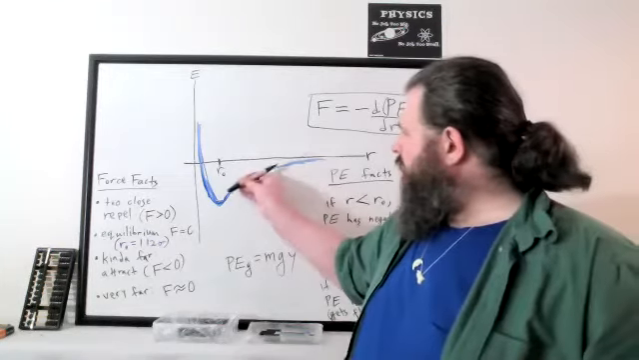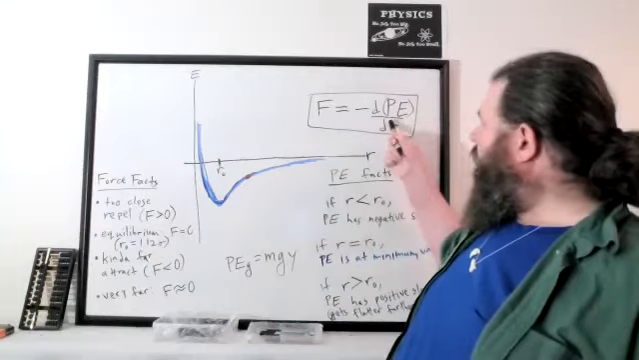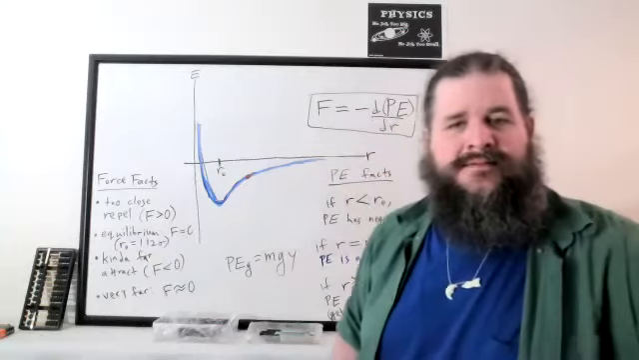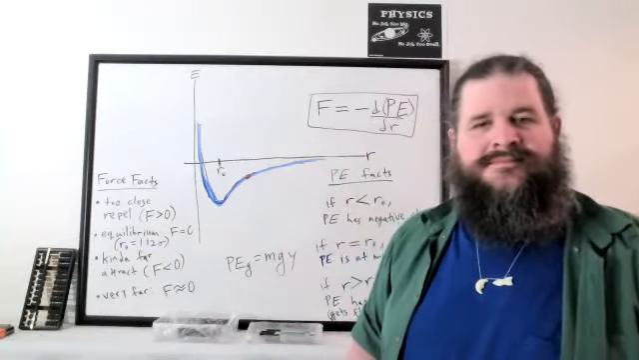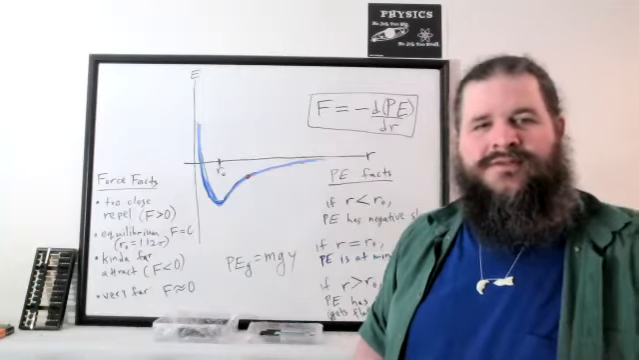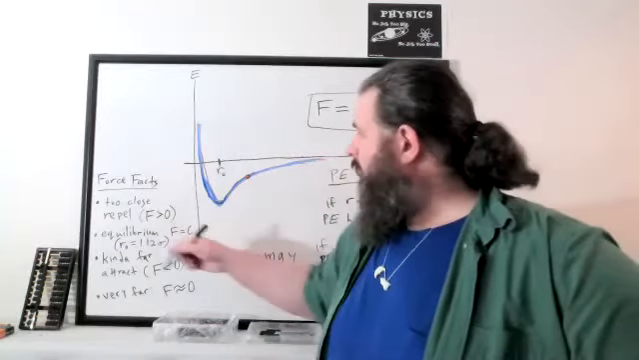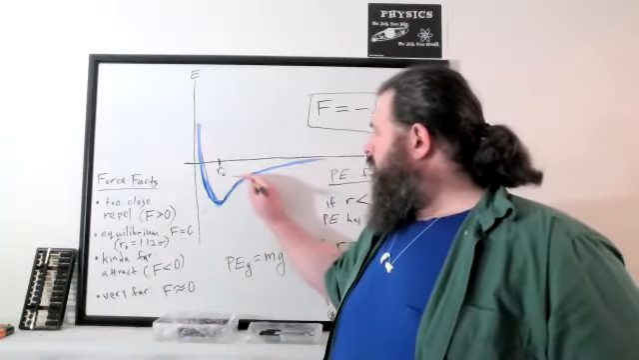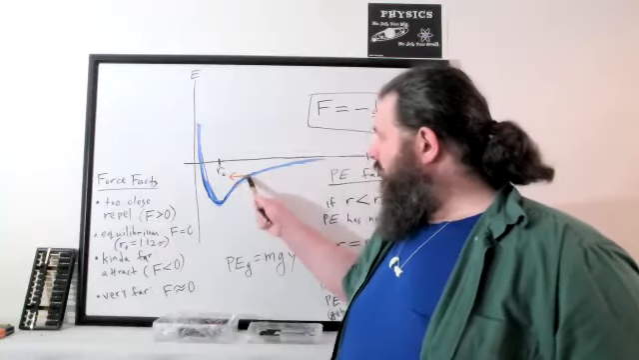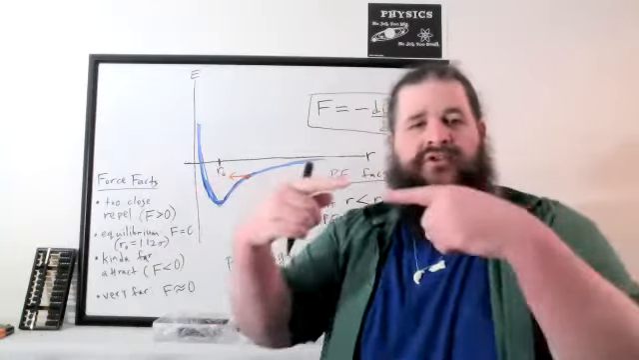Yeah, we've got a positive slope. And if the slope is positive, then the force has to be negative. In other words, the force is going to be pointing in the decreasing r direction. So at this location, the force is in the getting closer to each other direction.